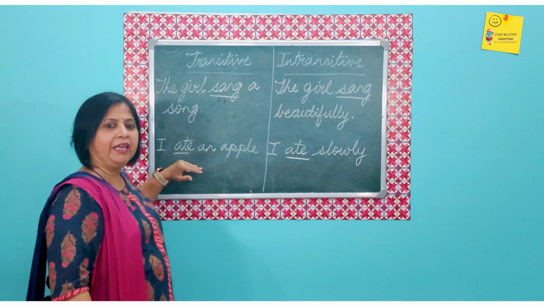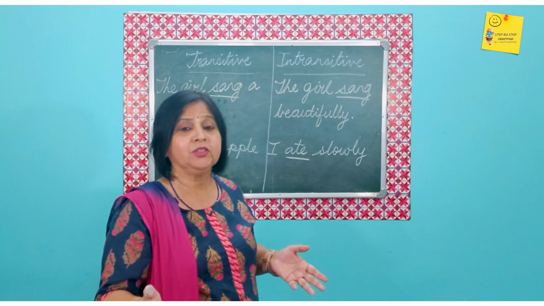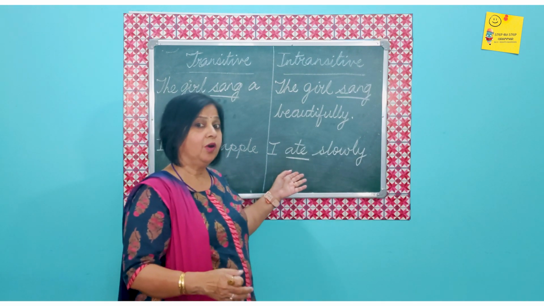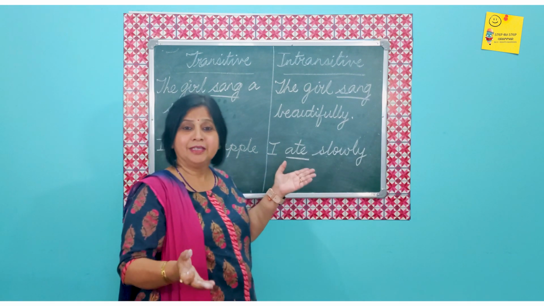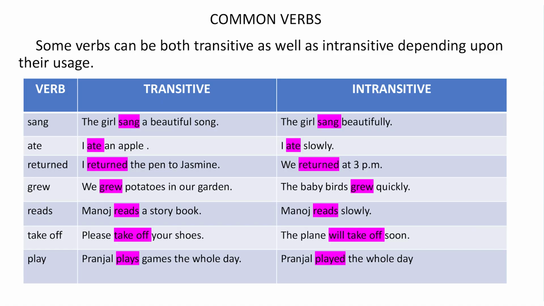Similarly, I ate what? An apple. So you've got an answer, the direct object. So this is transitive. I ate slowly. Ate what? After that, are you getting any object? No, you're not getting one, because the object has to come after the verb. So no object. So this is a sentence which contains an intransitive verb. Similarly, the other examples you can all see. Returned what? The pen. We returned at 3 p.m. That's intransitive. Returned what? No answer.